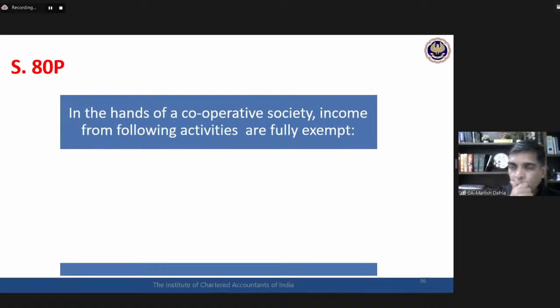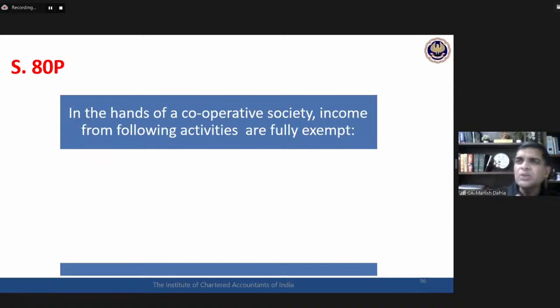Now we are talking about this 80P for cooperative societies. As I was saying, calculation is not an issue with this section. It is simply different types of income. What needs our focus is the exact nature of the income, pinpointedly what type of income will be exempt. It lists out five, seven, ten different types of income. If the income given in the examination is exactly the same as what we are discussing here, then it will be 100% exempt. If there is a slight difference between what is mentioned here and what is given in the question, then the exemption would not be available.